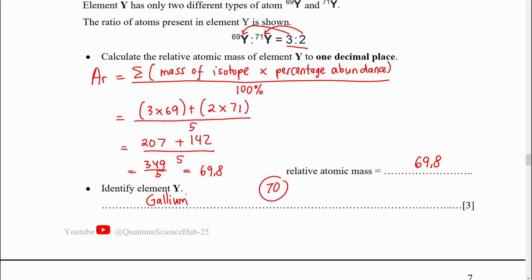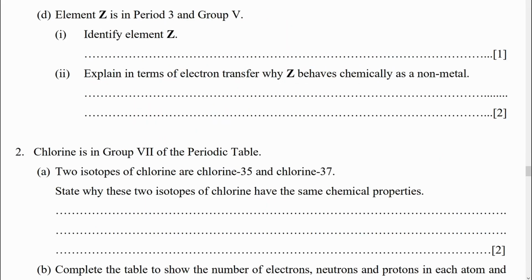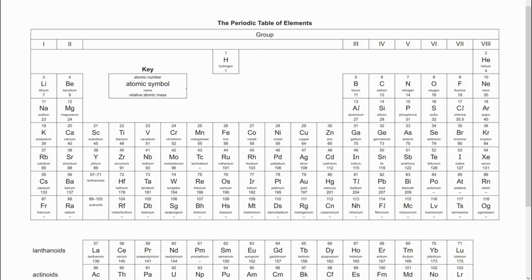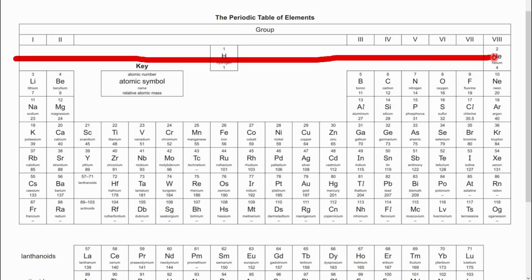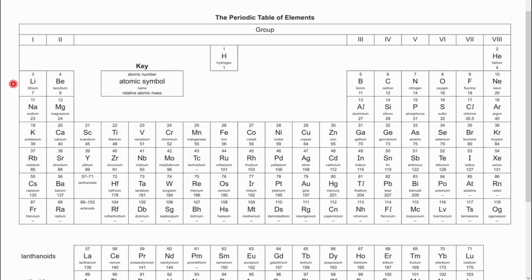Next, part D. Element Z is in period 3 and group 5. Identify element Z. So in this case, let's see in the periodic table. So this is the periodic table. So where is period 3? So this is period 1, which contains only hydrogen and helium. This is period 2, and this is period 3. And group 5.